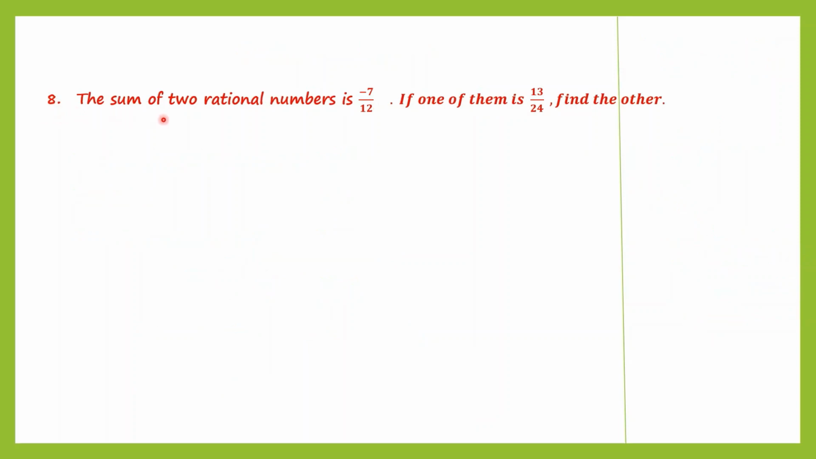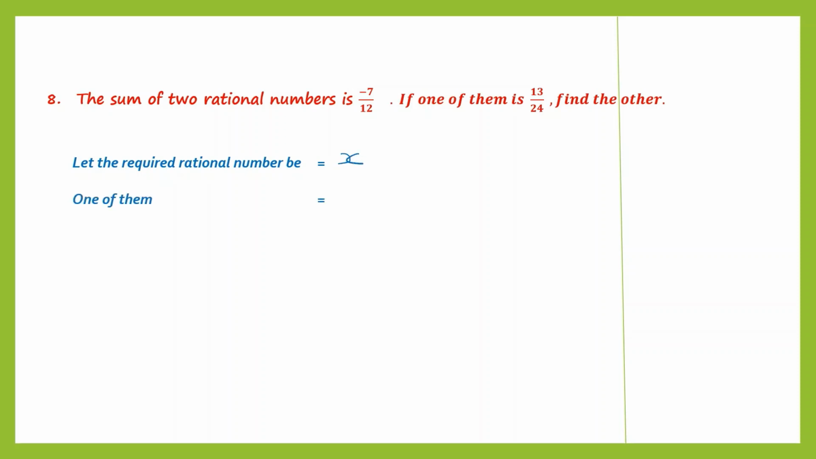Question 8. The sum of two rational numbers is minus 7 by 12. If one of them is 13 by 24, find the other. So let's begin by writing what is given to us and what we are required to find. The required rational number, let it be x.